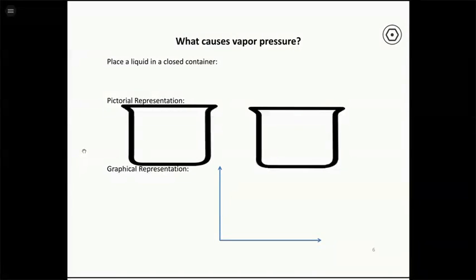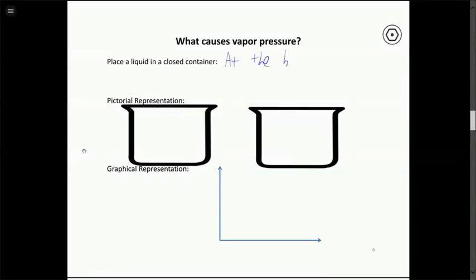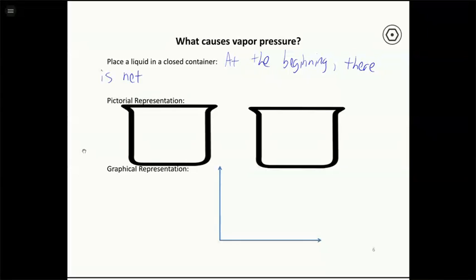If we want to measure vapor pressure, we place a liquid into a closed container. At the beginning, everything's in the liquid phase. But then what happens right away is that there's going to be net vaporization. Some of those molecules at the surface of the liquid are going to have enough energy to escape into the gas phase.